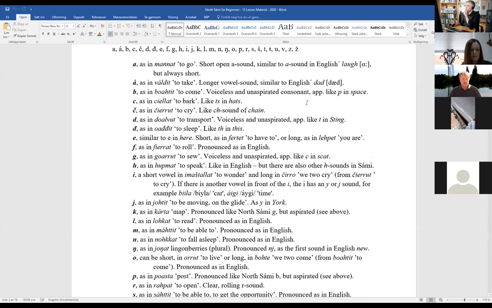Then we have tsellat. It's like a TS. Tsellat. To bark like a dog. And then we have, it's like the P in pin and B in bin. If it's unaspirated, you don't make a long sound.